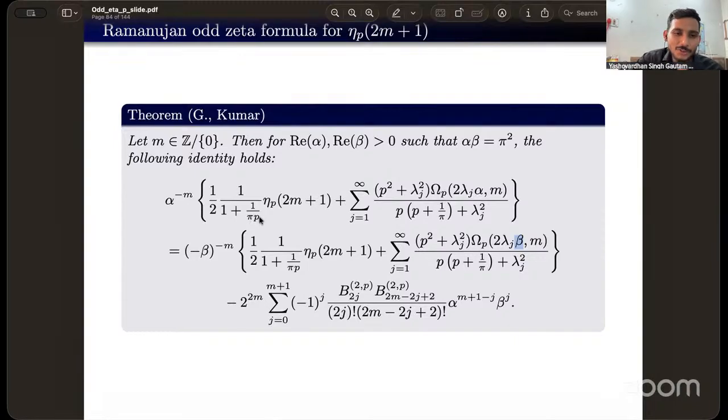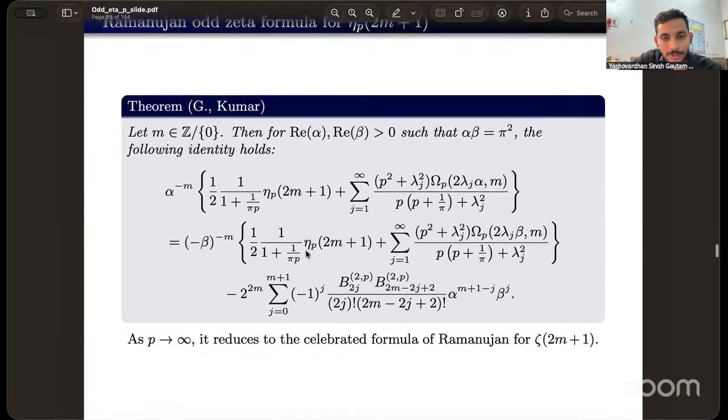Now, if you take p tends to infinity, it becomes 1, because it is 1 upon 1 plus 0. But if we take p tends to 0, it becomes 1 upon 1 plus something going to infinity, so it goes to 0. For p tends to 0, this whole term will tend to 0. Here also we are not taking m equal to 0 because eta p has a pole at s equal to 1.